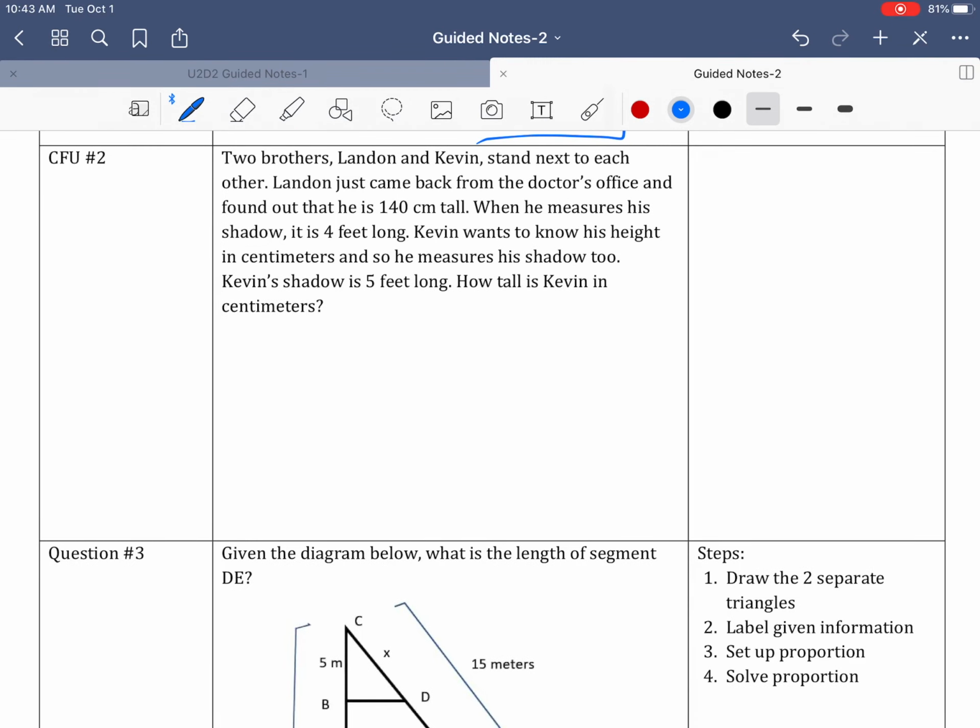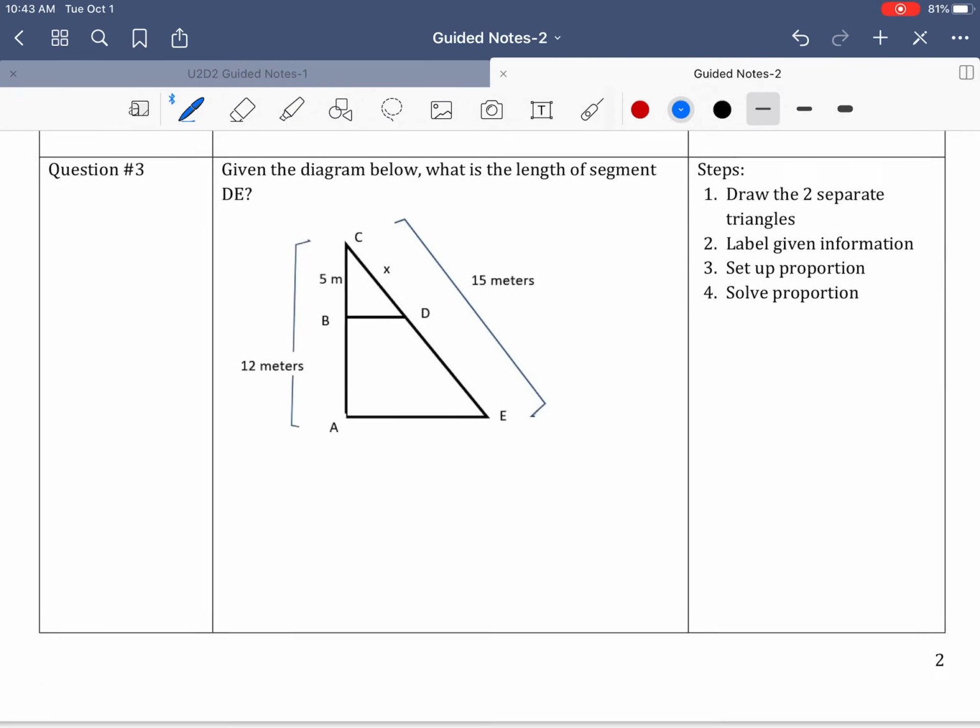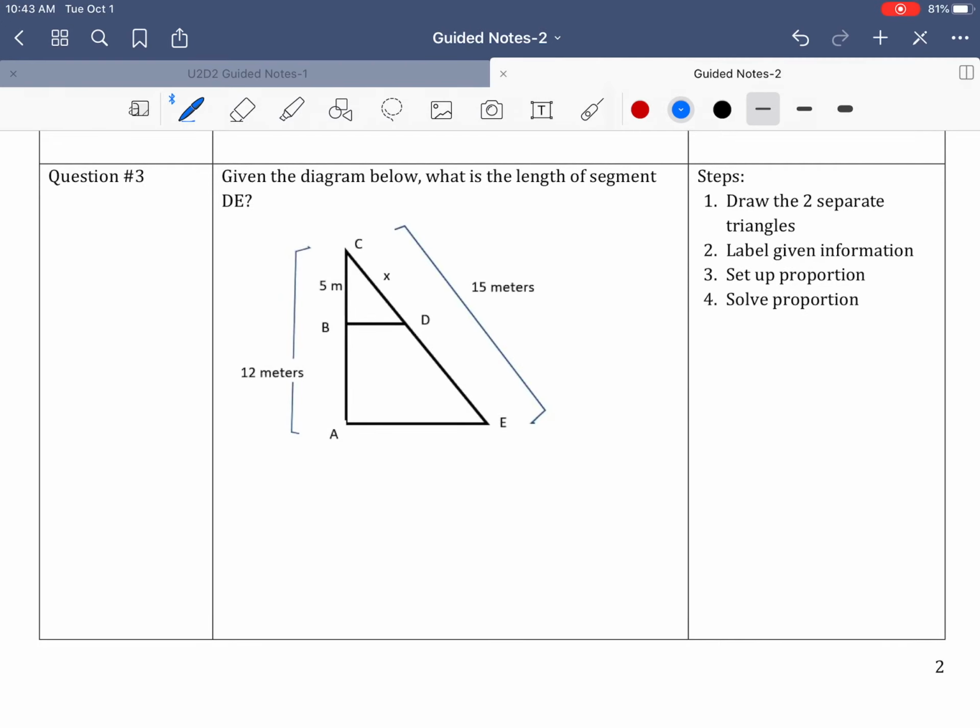So try your next check for understanding question on your own, please. Okay. Now our last question says, given the diagram below, what is the length of segment DE? That means this length right here, from this portion to this portion, is what we're looking for.